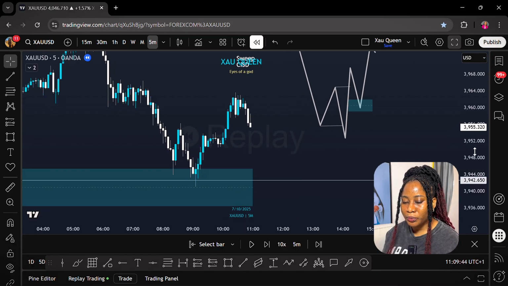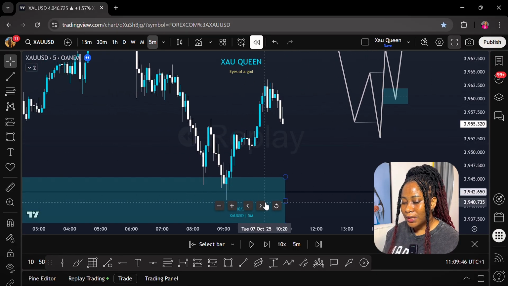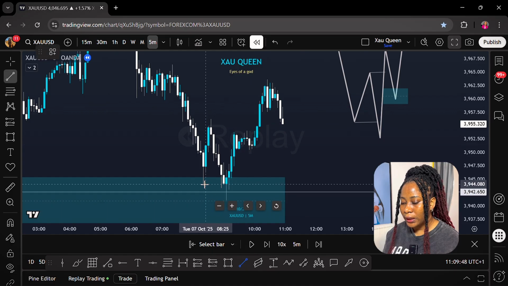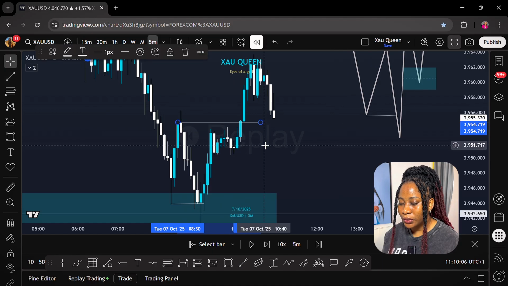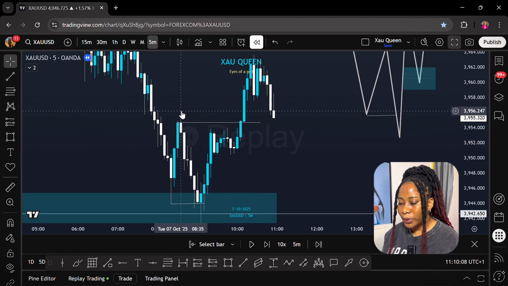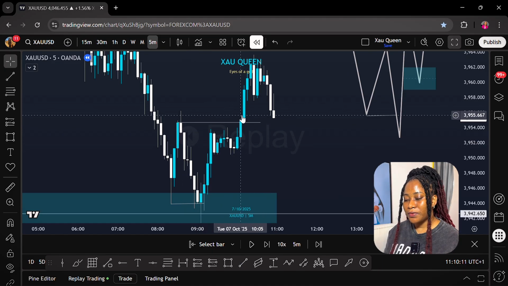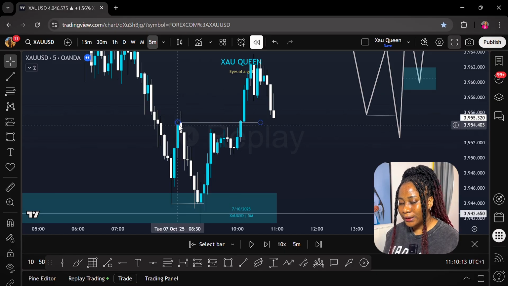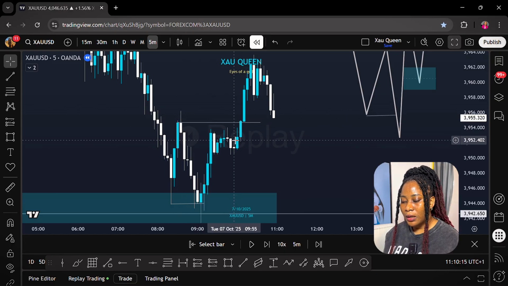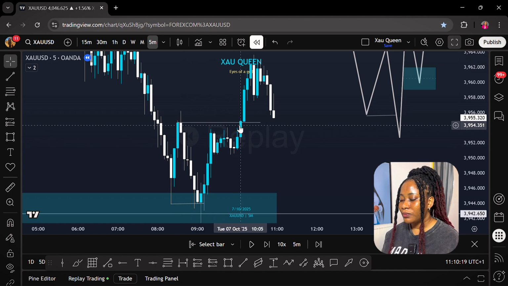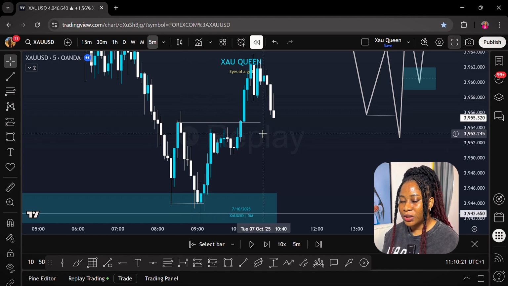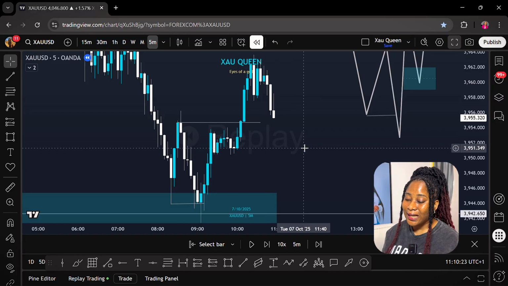Now, here, what happened on the 5 minutes? After we got the sweep into our POI, I'll make a video especially on that. CISD uses the body close. We don't use the wick. Market structure shifts can use the wick, but CISD uses the body close. Once we have a body close above this, we are in, that is CISD, change in state delivery. CISD is change in state delivery.